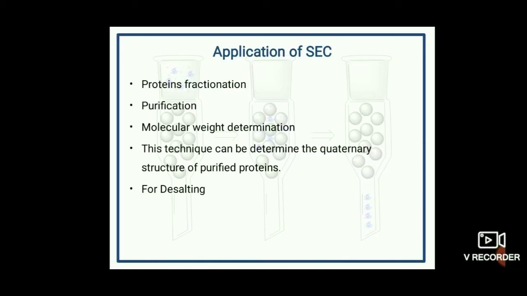The main application of exclusion chromatography is in the purification of biological macromolecules. Viruses, proteins, enzymes, and polysaccharides have all been separated and purified by use of appropriate gels. Third, molecular weight determination. The elution volume of globular proteins is largely determined by their molecular weight. Fourth, this technique can be used to determine the quaternary structure of purified proteins.